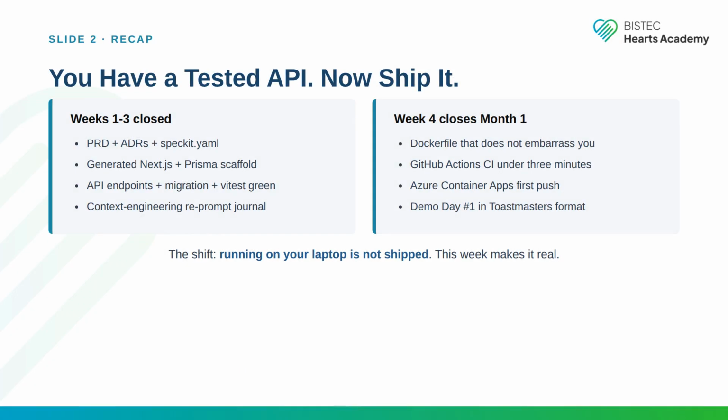Weeks 1, 2, and 3 closed. You wrote a PRD and 2 architecture decision records, a spec-it task plan, and a generated Next.js and Prisma scaffold, real API endpoints with a named migration, and a green test suite, plus your context engineering reprompt journal. Week 4 closes month 1 with 4 concrete moves: a Dockerfile that does not embarrass you, a GitHub Actions CI pipeline under 3 minutes, your first Azure Container Apps push, and demo day number 1 in Toastmasters format.